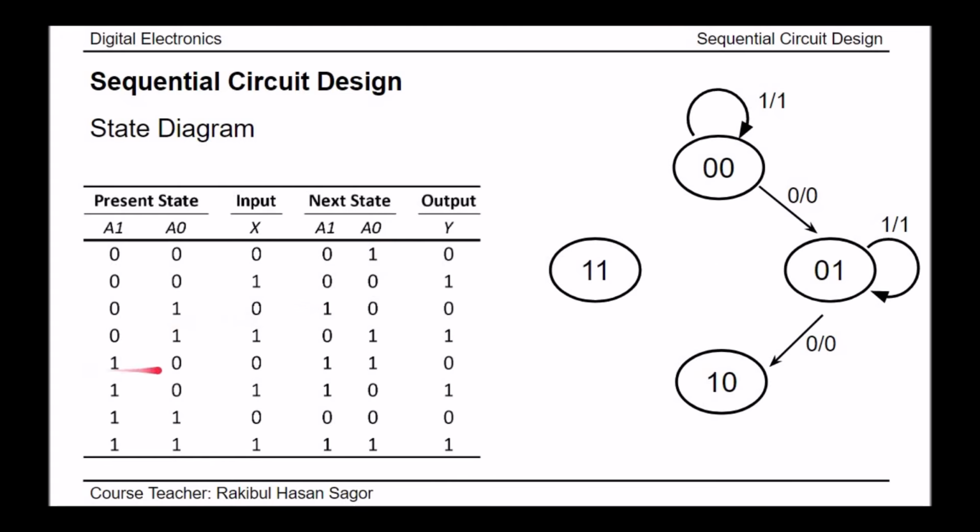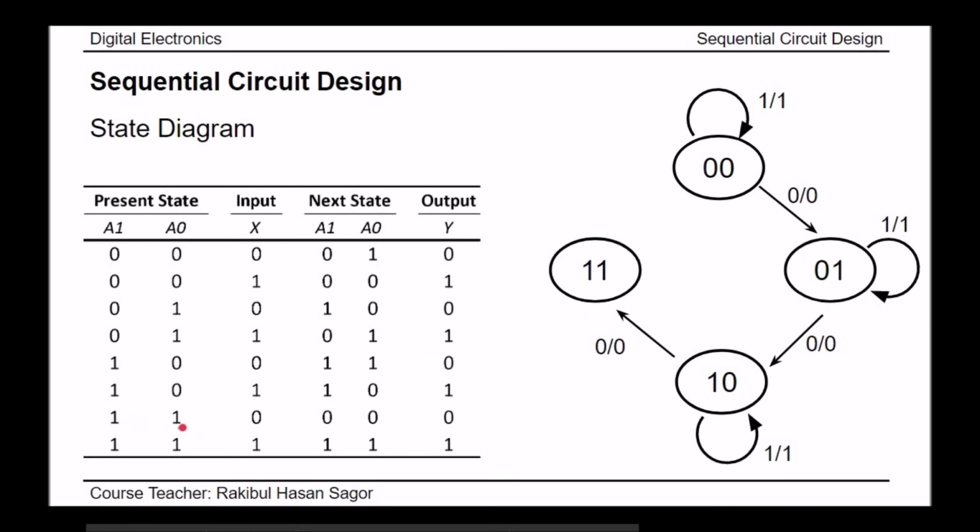If the present state is 10 and the input is 0, the next state will be 11. If the present state is 10, the next state will be 11 if the input is 0, and the output will be 0 in this case. Again, if the present state is 10 and the input is 1, the next state will be 10 itself. If the present state is 10, the next state will be 10 if the input is 1 and the output is 1.